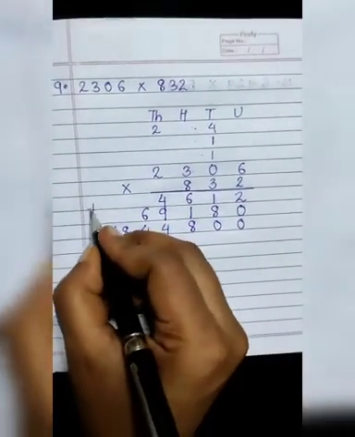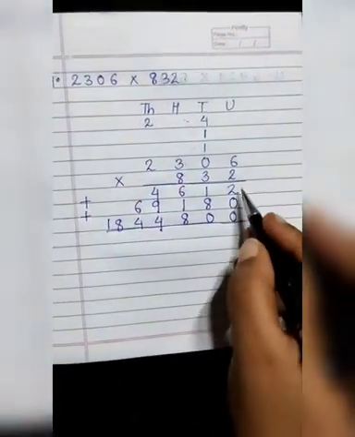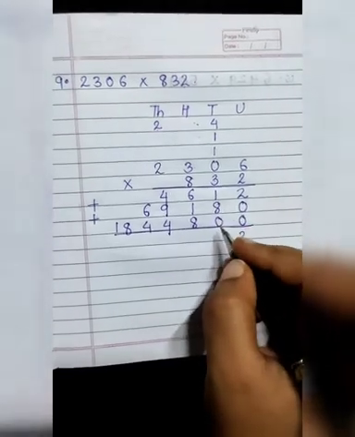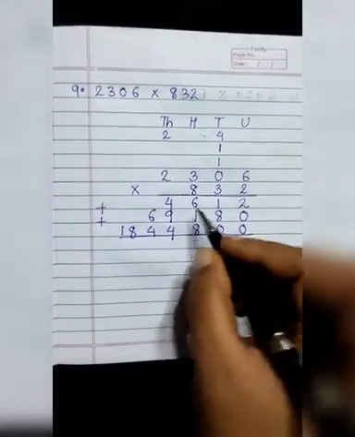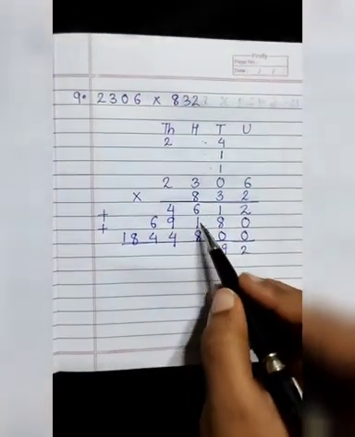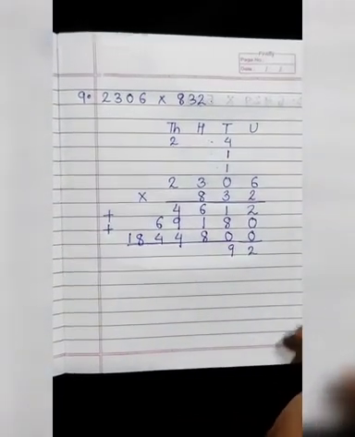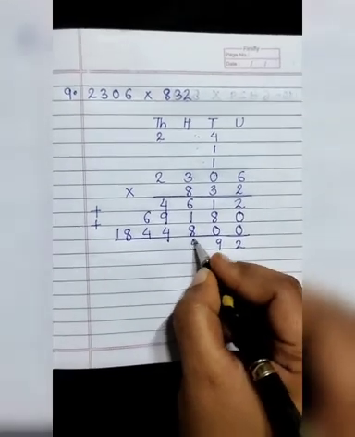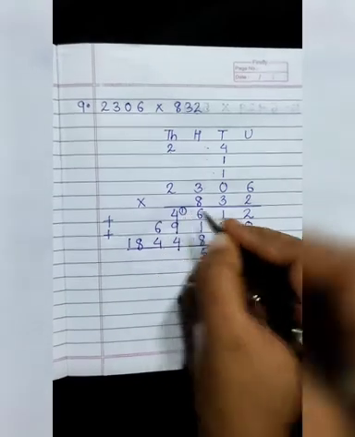So we will add all these three numbers. 2 plus 0 will be 2. 1 plus 8 is 9. 9 plus 0 will be 9. 1 plus 6 plus 1, 7. 7 plus 8 will be 15. So 5 we will write here and 1 we will carry.